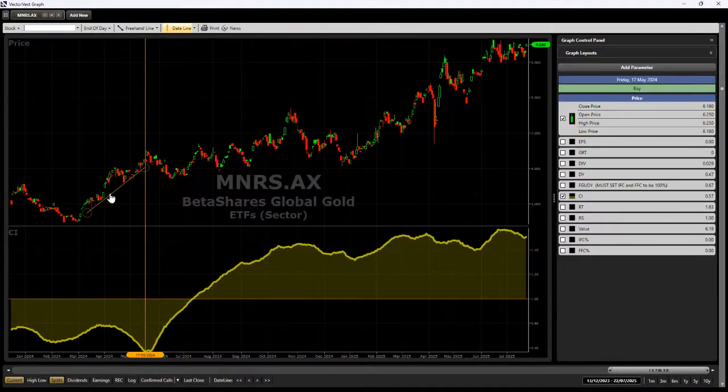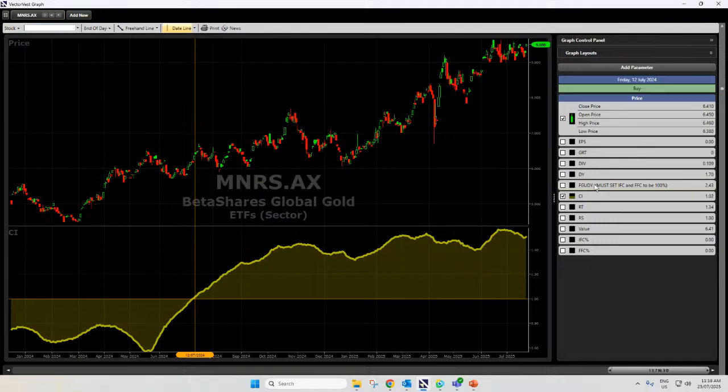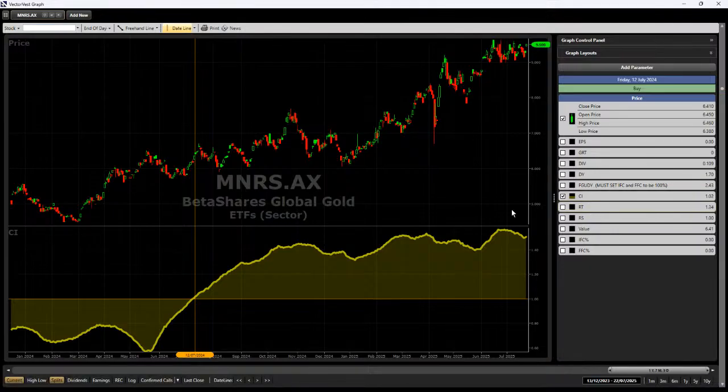You can see I've been drawing lines in this in earlier days. I picked up the early trend as CI was turning, and what a buy that was. So here we go, CI 102. And what was the price? 640, now 950. I like that. I like the fact that it's holding up. So I'll jot that one down, MNRS. All right, so I'll put that one down.